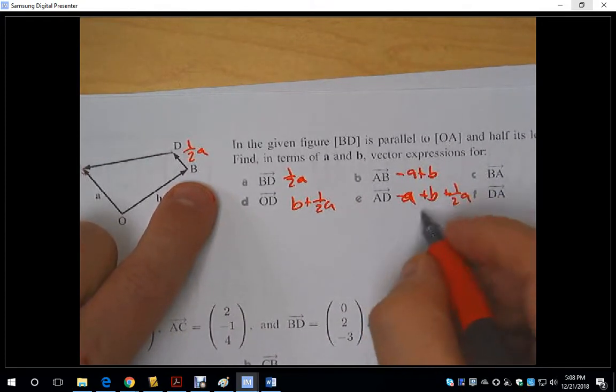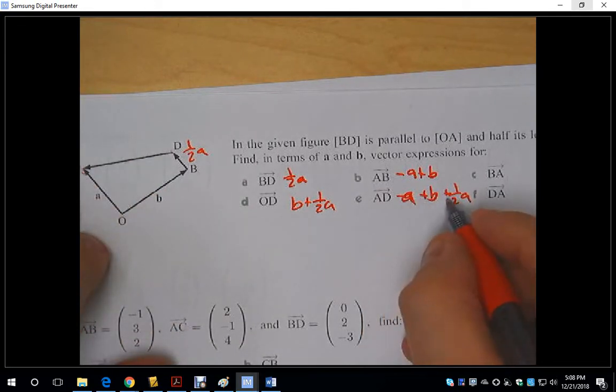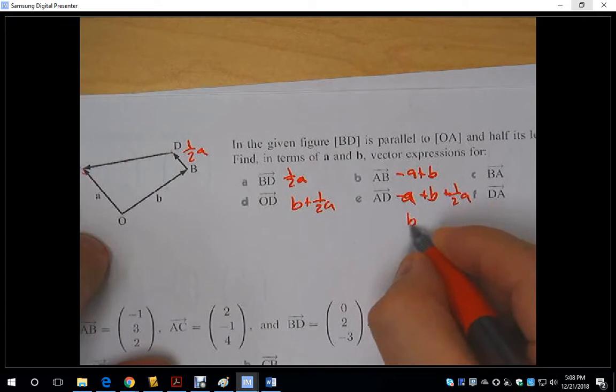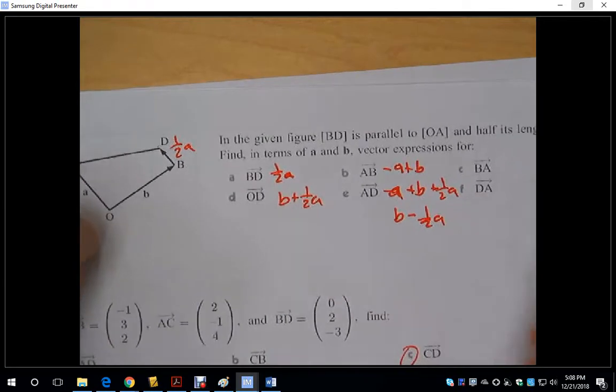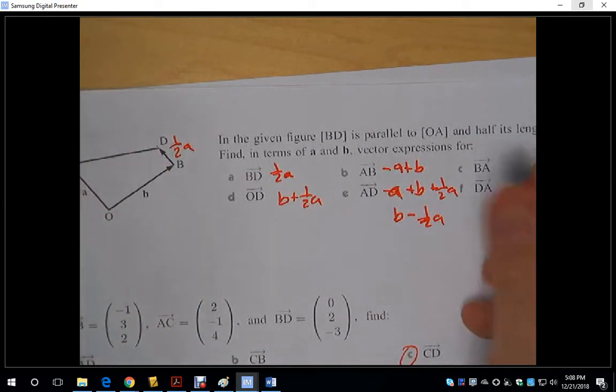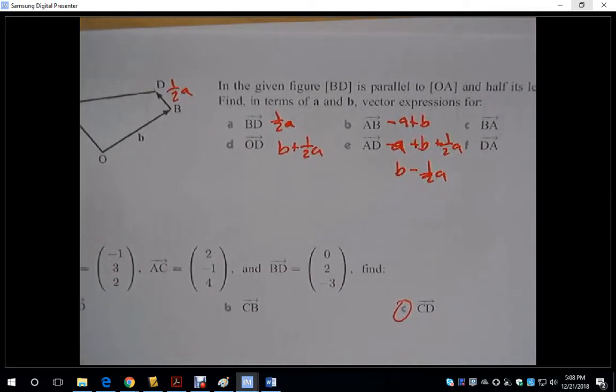We could simplify this if we wanted to. It'd also be true then that negative A plus 1/2 A is going to give me B minus 1/2 A. This would also be true. You have the same idea. The other parts, C and D, have the same idea, so I'm not going to move on and do those problems.